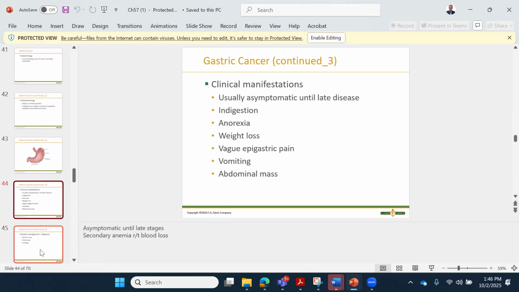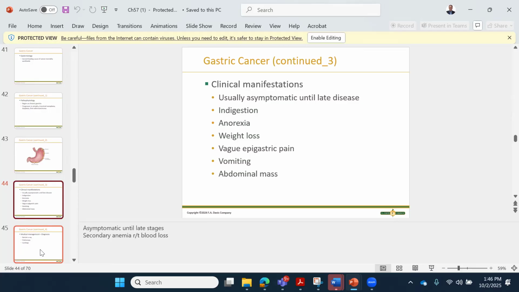A lot of times, these patients are not going to be symptomatic until later in the disease process. But a lot of these patients may have a palpable abdominal mass. They may have vague epigastric pain rather than being able to clearly describe their epigastric pain. But the one key thing is going to be the weight loss and anorexia.